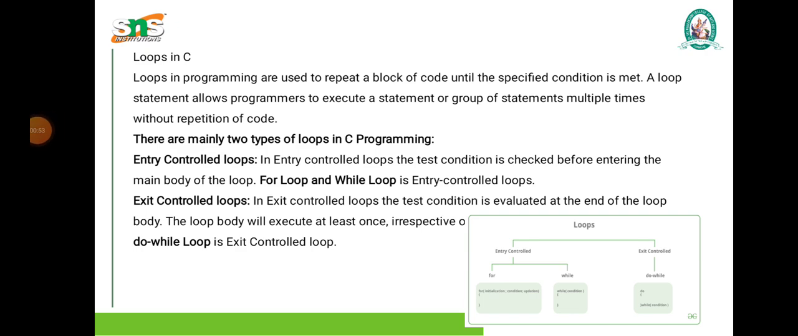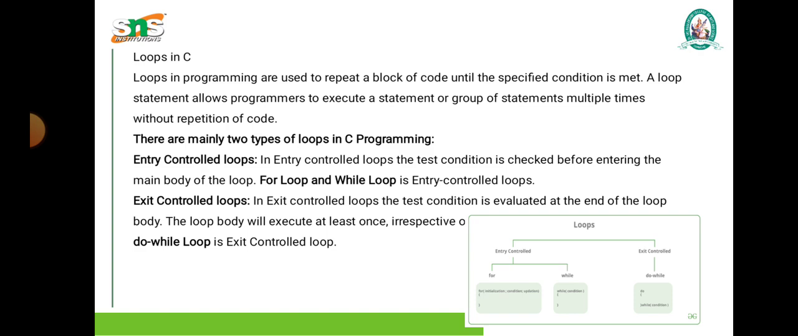In C programming, loops are broadly classified into two types, namely entry controlled loops and exit controlled loops. Entry controlled loops test the condition before entering the main body of the loop, and the well-known examples for entry controlled loops are the for loop and while loop, which will be explained in the next slides.